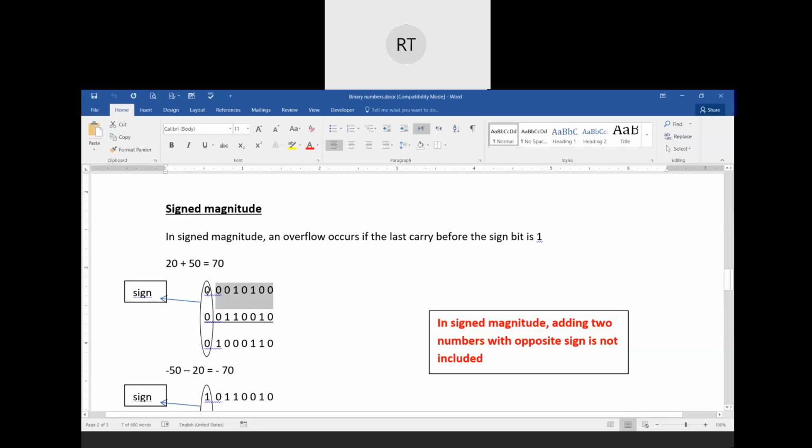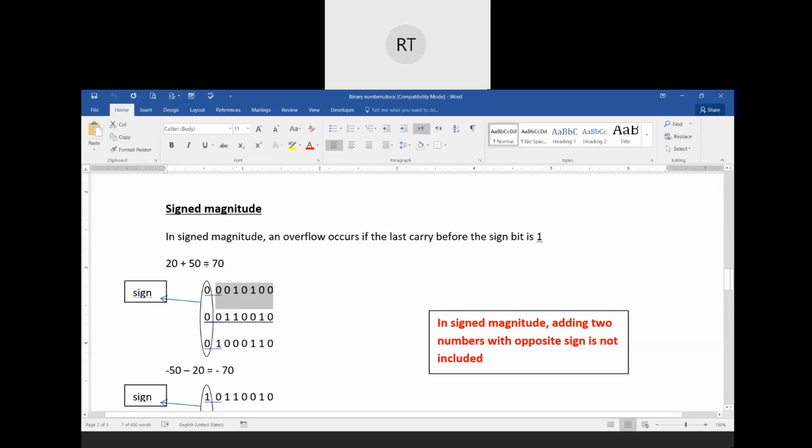I want you to notice, please, that when you are working on sign magnitude, and I put it here as a remark for you in red, in sign magnitude, adding two opposite numbers cannot be done. They either have to be two positive numbers or two negative numbers. Anything else, you must use 2's complement. You got this idea? So you cannot add one positive number to a negative number. They must be either two positive or two negative. So be careful.